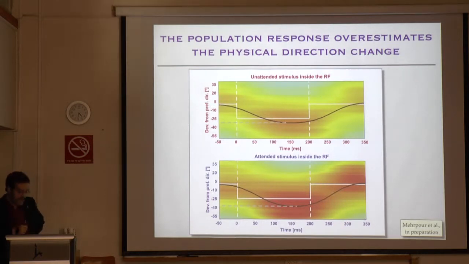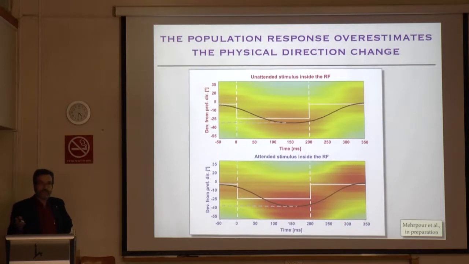So what we find in our data is, yes, basically area MT is encoding the physical direction in the environment, but at least in a task where changes in directions matter, whatever happens here changes or enhances the change that's behaviorally relevant. And that's quite a substantial effect here. It's about 13 degrees overestimation. Usually we have direction discrimination thresholds in the 1 to 3 degree size. So that's a substantial overestimation.